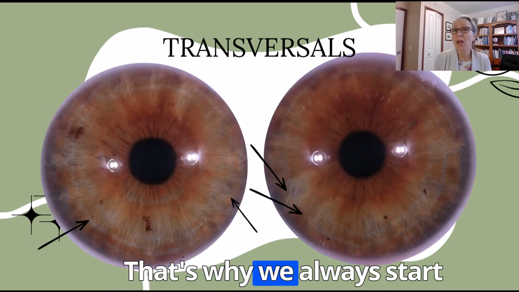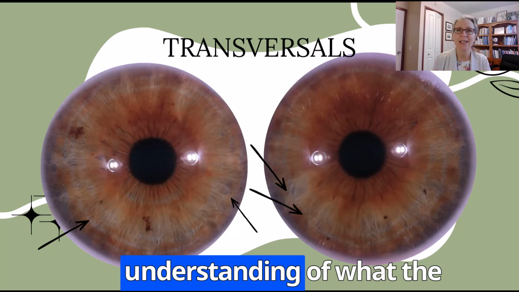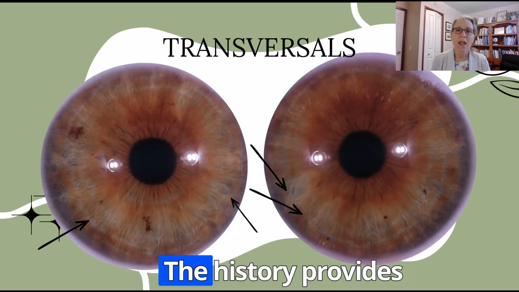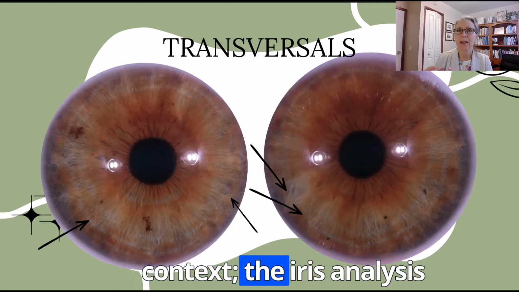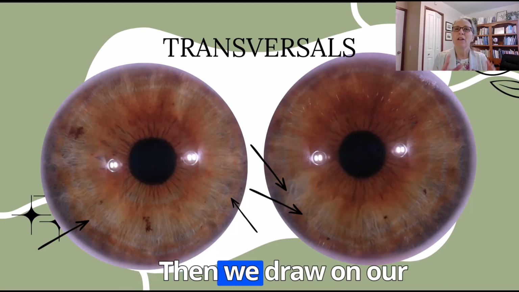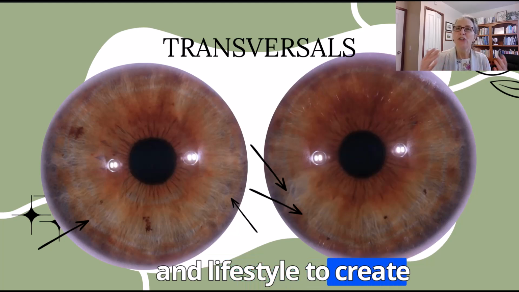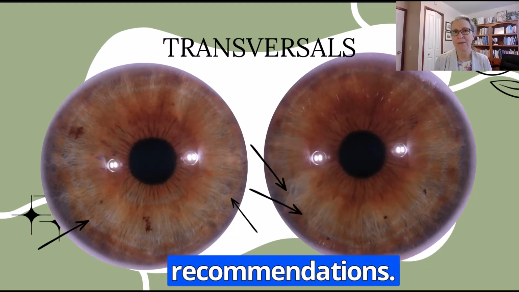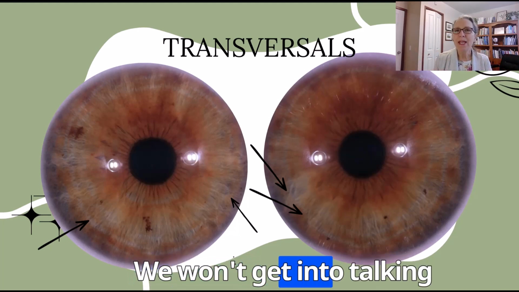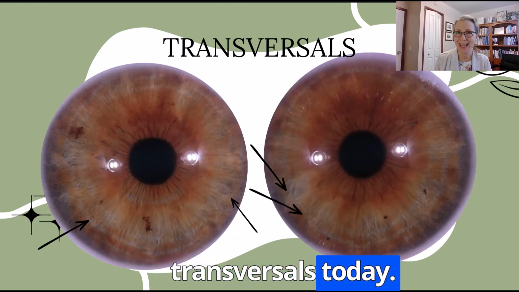That's why we always start with a thorough health history and a clear understanding of what the client wants help with. The history provides context. The iris analysis explains why those symptoms are showing up. Then we draw on our training in nutrition, herbs, and lifestyle to create tailored, realistic recommendations. We won't get into talking about transversal placement or types of transversals today.